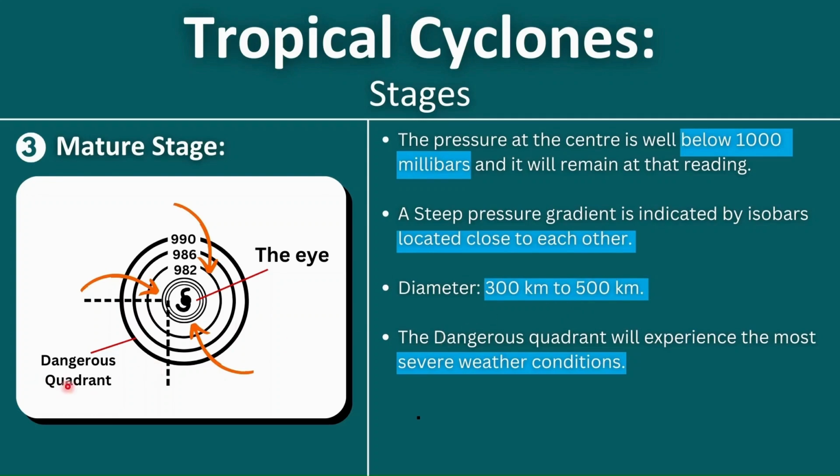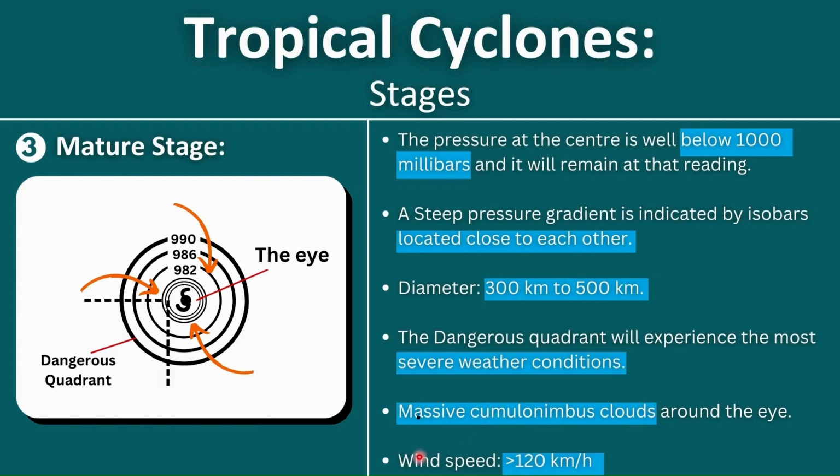So you may be wondering, what is the dangerous quadrant? The dangerous quadrant will experience the most severe conditions. So within the dangerous quadrant, you will have the most severe weather conditions. So you can have torrential rain, you can have heavy winds, you can have hail, there's thunderstorms. All of that will be found in its most severe form in the dangerous quadrant. Massive cumulonimbus clouds form around the eye. And again, in the mature stage, the wind speed is more than 120 kilometers an hour.